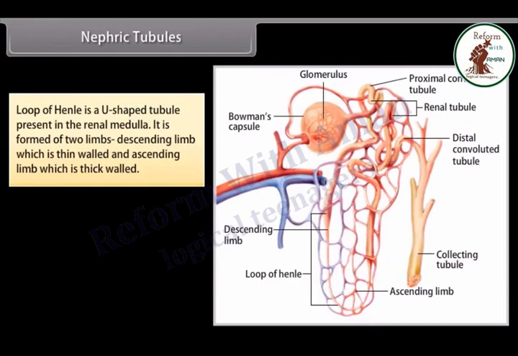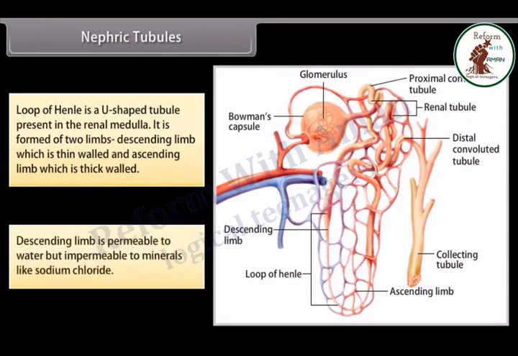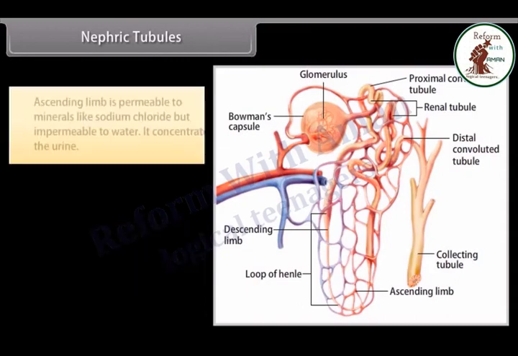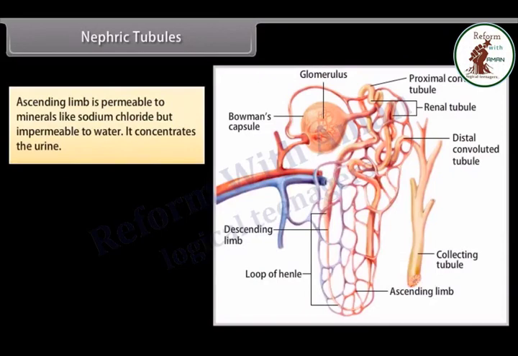Loop of Henle is a U-shaped tubule present in the renal medulla. It is formed of two limbs, the descending limb which is thin-walled and the ascending limb which is thick-walled. The descending limb is permeable to water but impermeable to minerals like sodium chloride. The ascending limb is permeable to minerals like sodium chloride but impermeable to water. It concentrates the urine.